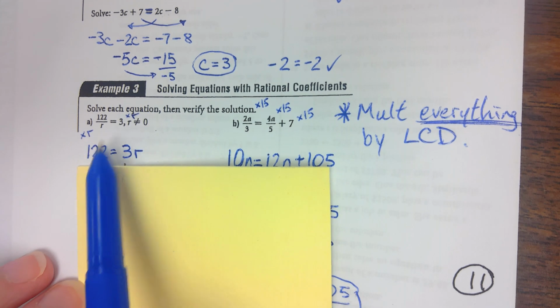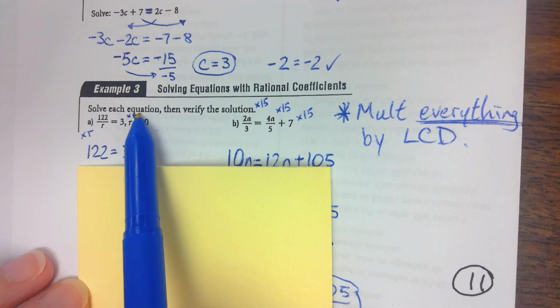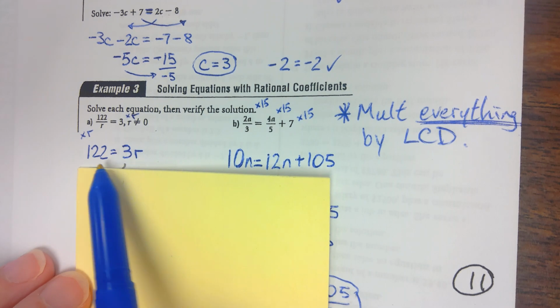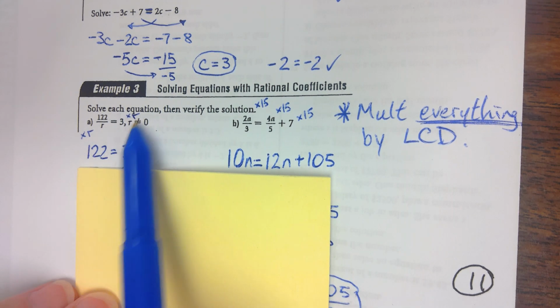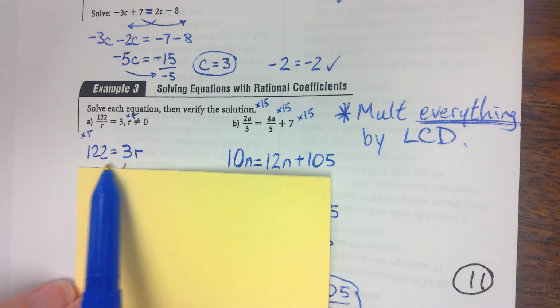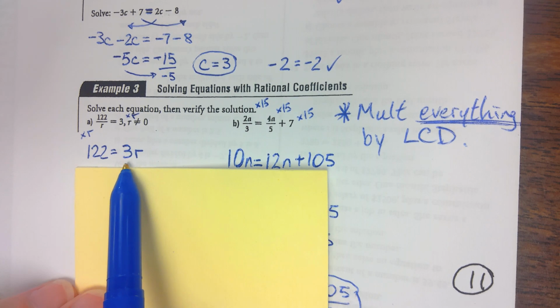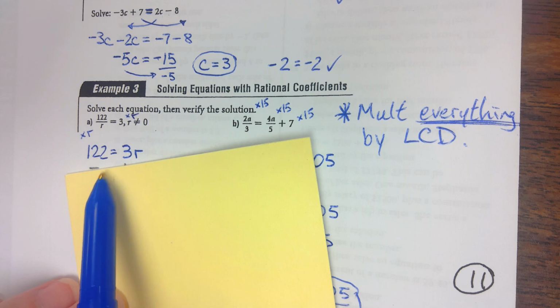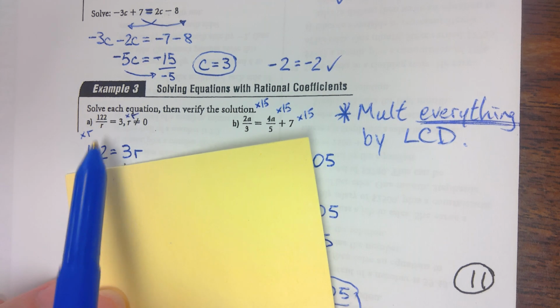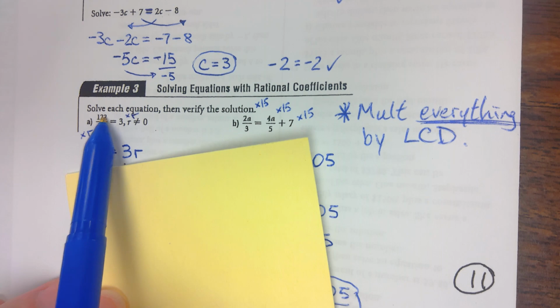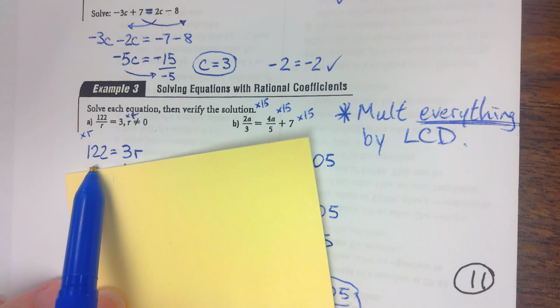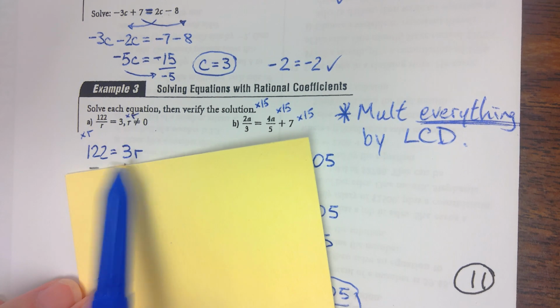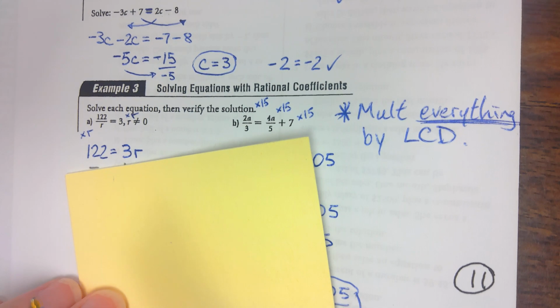122. Yeah, that's right. And then 3 times r? 3r. Right, so now this ugly looking fractions suddenly became a nice simple equation like this. So I multiplied each of the terms by r. So 122 times r divided by r is just 122. And then 3 times r is just 3r. So how do I solve for r now?